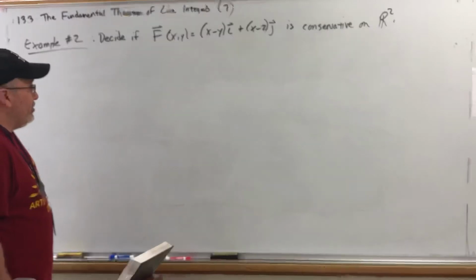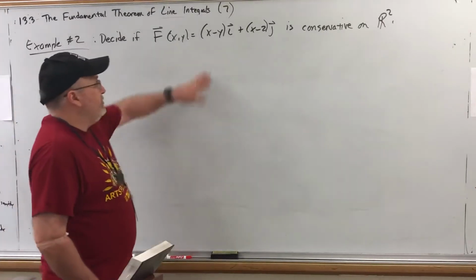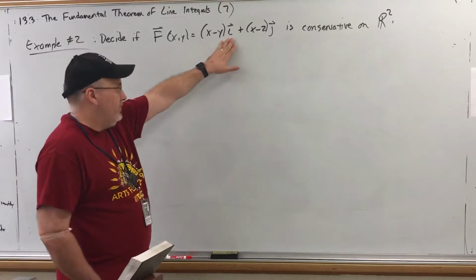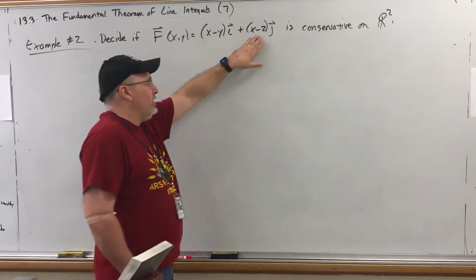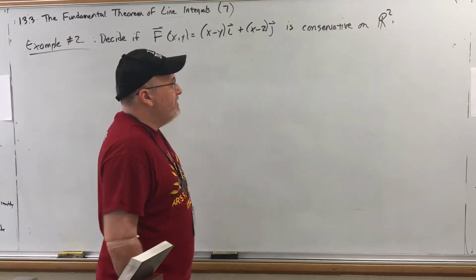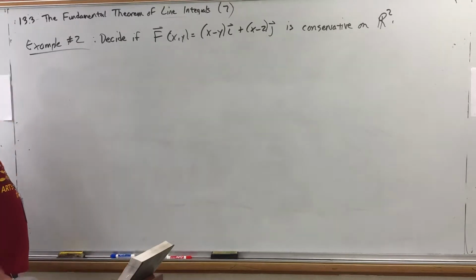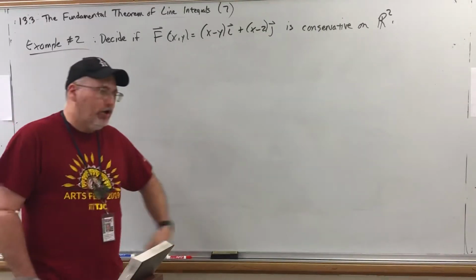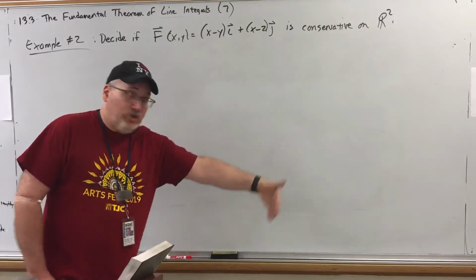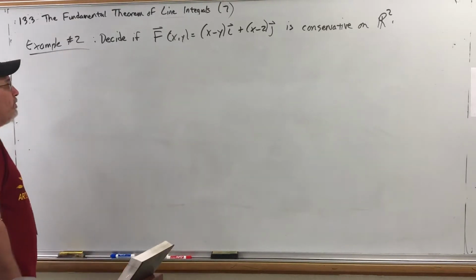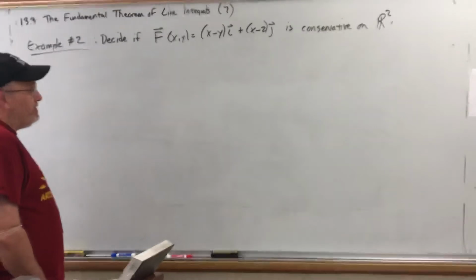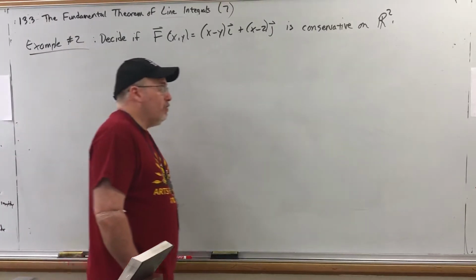Decide if the vector function F of x, y equals (x minus y) i plus (x minus 2) j is conservative on R2. We can use the last theorem that had all those criteria and concluded with "then F is conservative" to try to answer this.